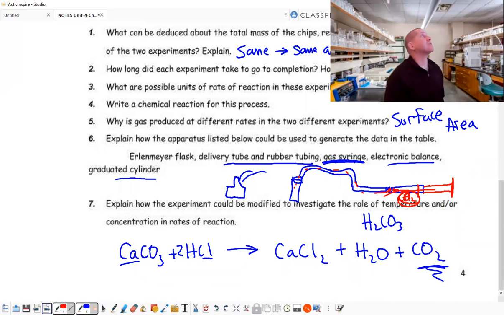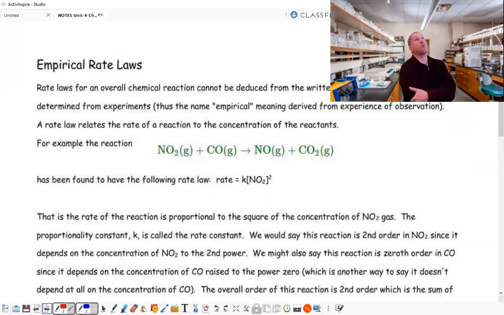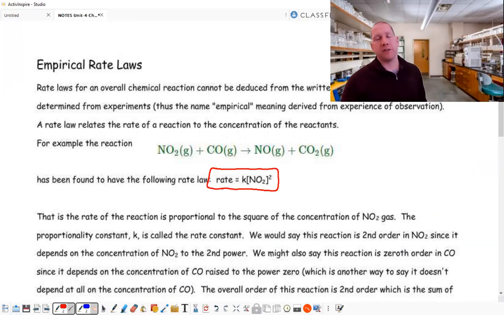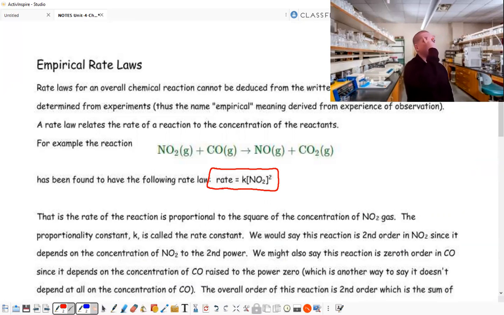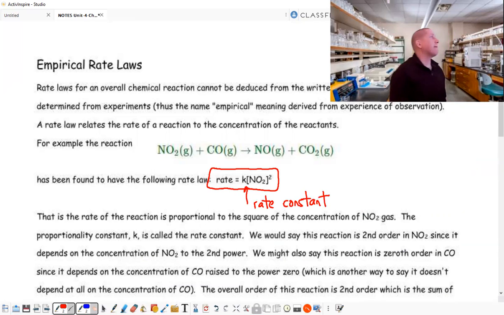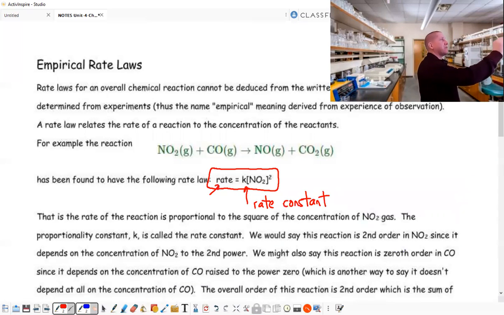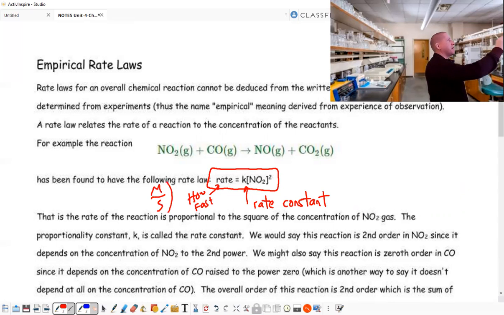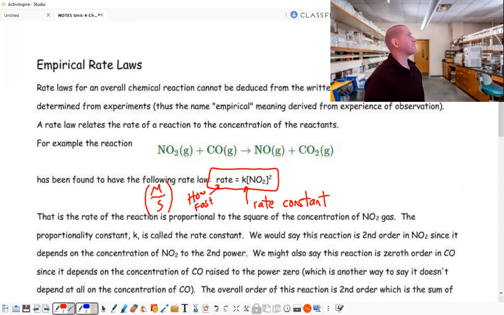Okay, so where are we headed today? So today, as I said, we're going to learn something called an empirical rate law, or just referred to as a rate law. The general format of a rate law is rate equals K, and this K is called the rate constant. So we have K as the rate constant. And then we have the rate, again, how fast. Usually in molarity per second, but it could be any concentration per time.